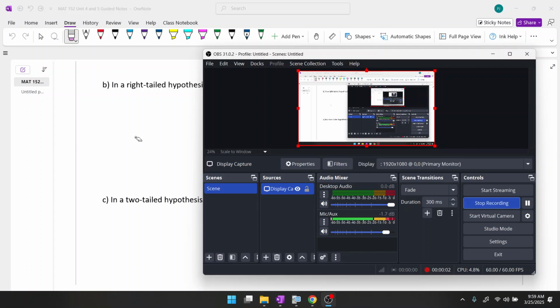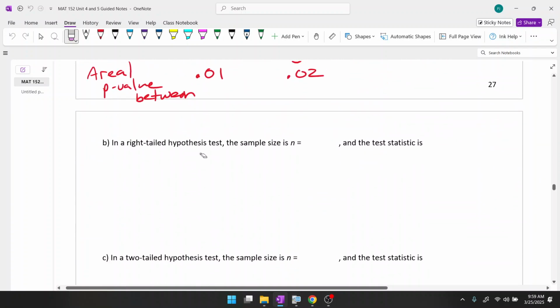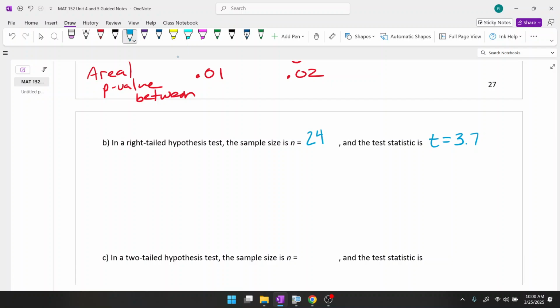All right, so let's look at something like this here, where in a right-tailed test, the sample size will be 24, and we'll do a test statistic of t equal to 3.714. All right, so let's do the actual p, which is what you are going to actually be expected to do.